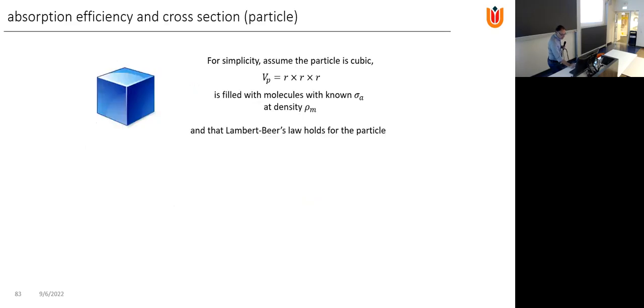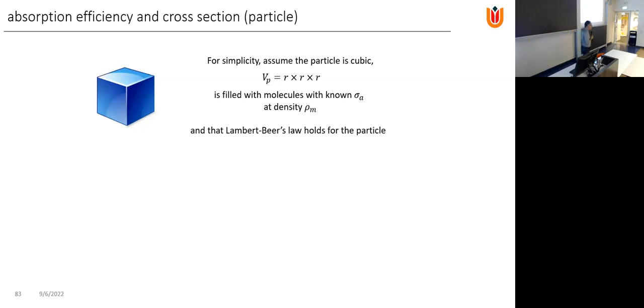Just so that you know. Okay. Now let's say for simplicity that this red blood cell, this particle where the molecules are, is cubic. So it is a particle with volume V, cubic at size R, so R times R times R. And it's filled with molecules with known absorption cross section and with a certain density rho.